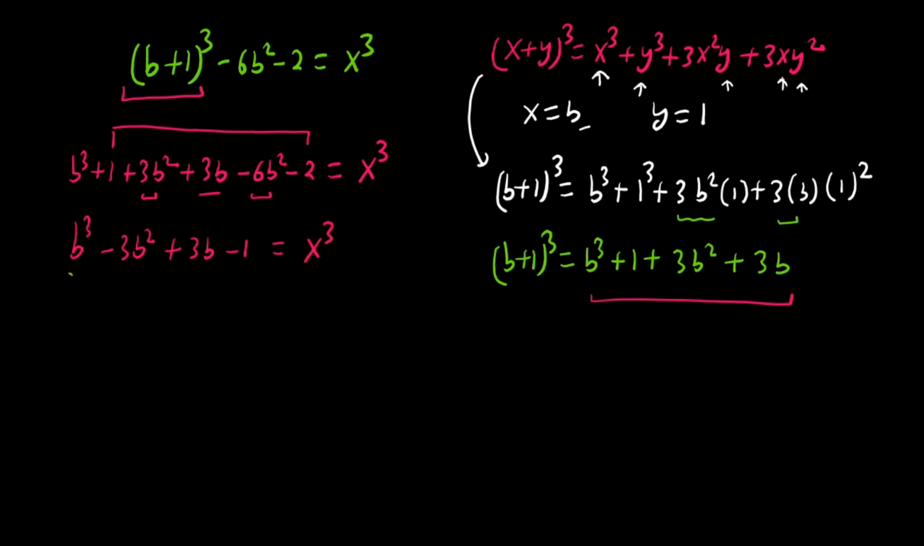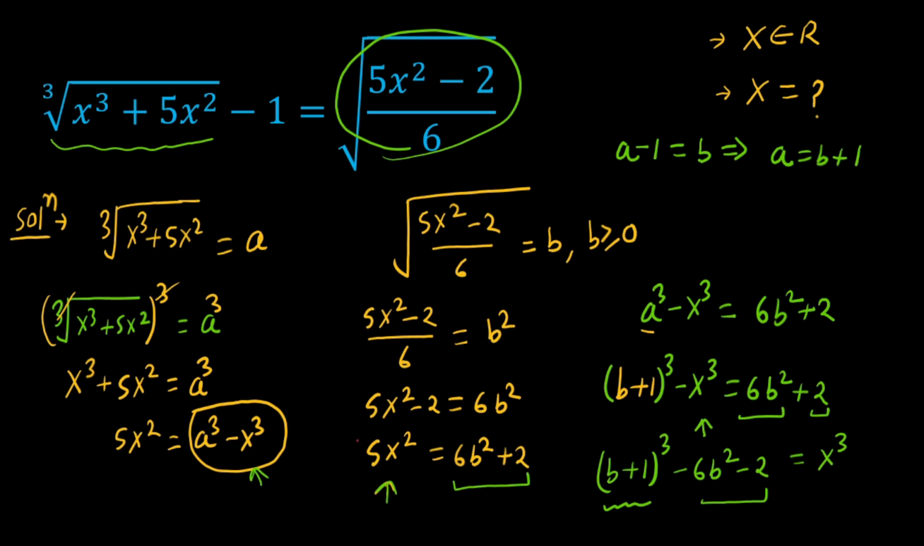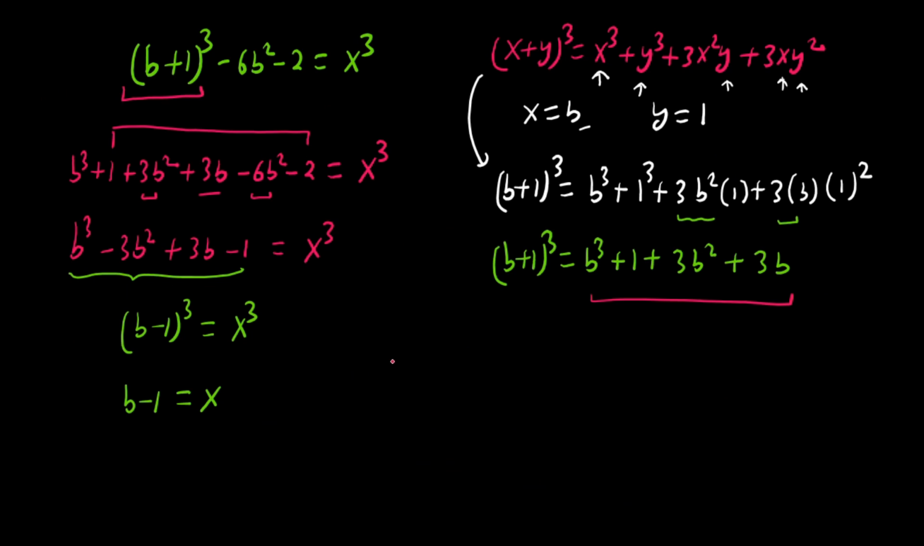Here this expression is (b minus 1) whole cube, and this is equal to x cube. Now if we take both sides to the power 1 over 3, then on the left-hand side we have b minus 1, and this is equal to x. Here 5x square is equal to 6b square plus 2.